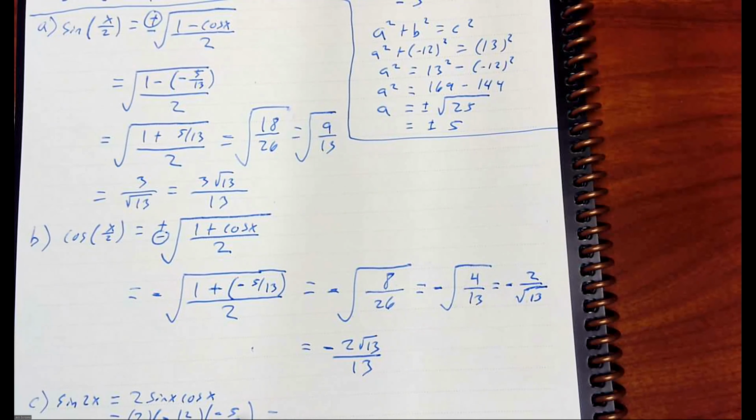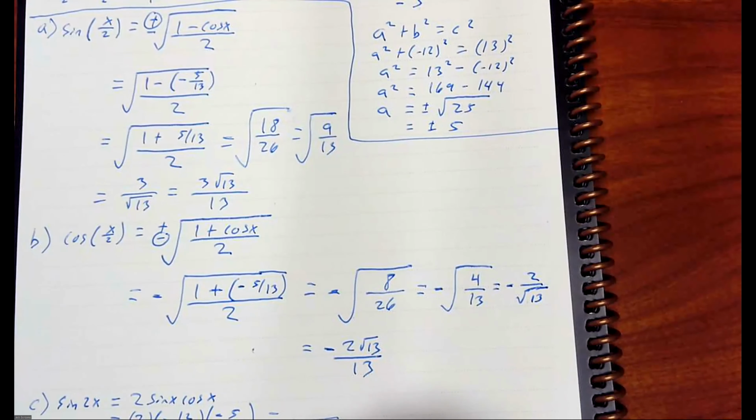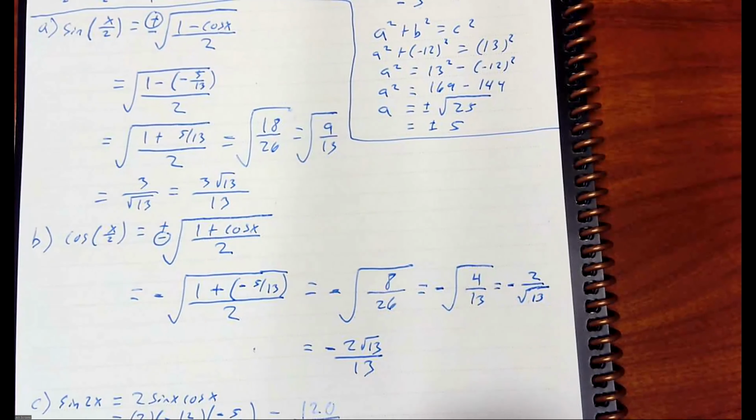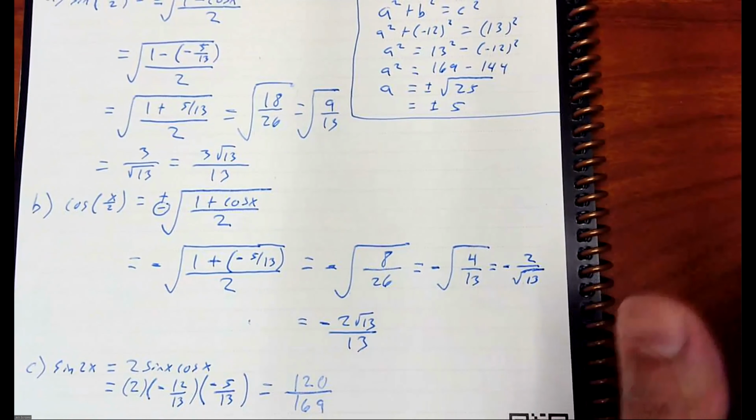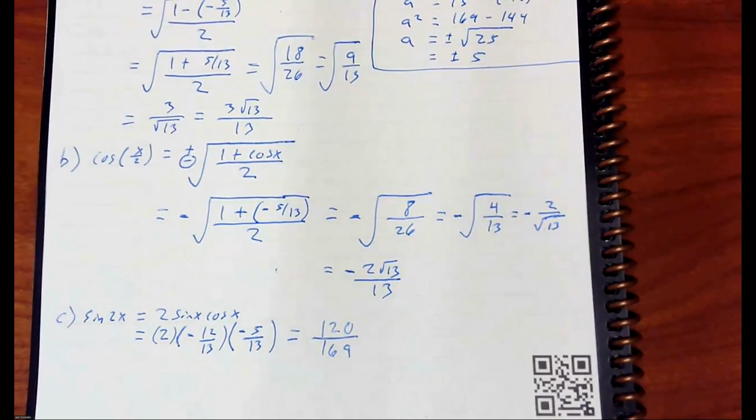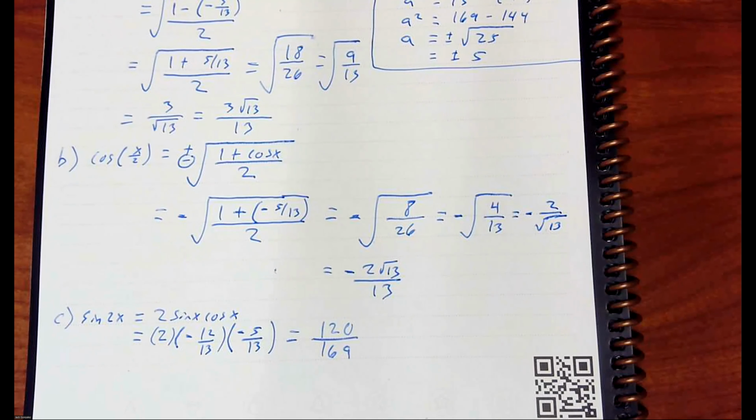Negative times negative is positive, so this whole thing will be positive. 13 times 13 will be 169. 12 times 5 is 60, right? Times 2. Do you agree with the solution? Right, so double angle formula from the notes. Do sine cosine. We found sine and cosine with the triangle. Plug it in.